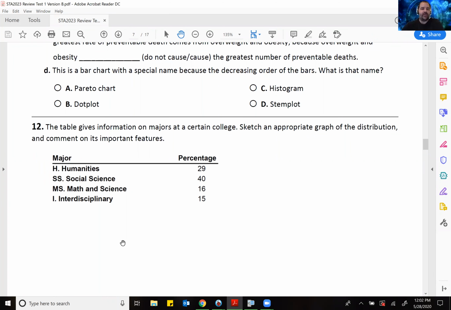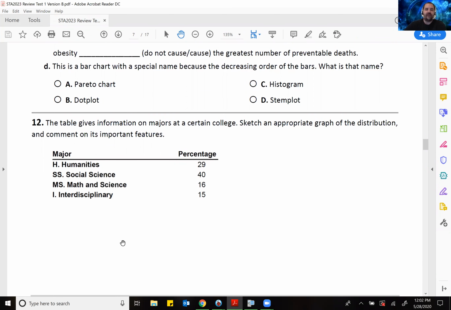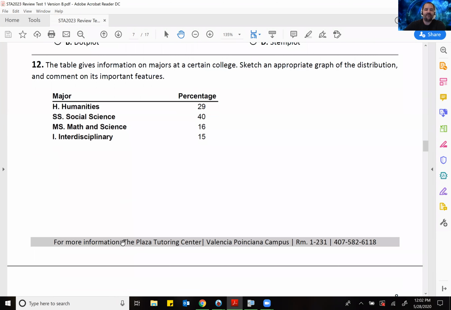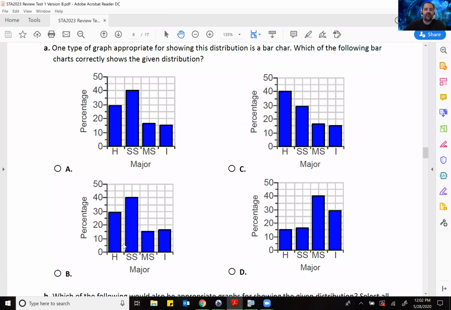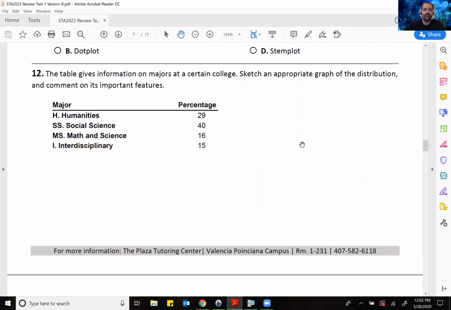All right. So number 12, moving on. It says the table gives information on majors at a certain college. Select an appropriate graph for the distribution. So they want to know which one of these graphs right here is good for this information. Some things to make note of: make sure that you watch out for the percentages. Make sure that they match on your graph down below. So we have humanities, social science, math and science, interdisciplinary. It looks like social science should be the largest bar, and interdisciplinary your smallest bar.